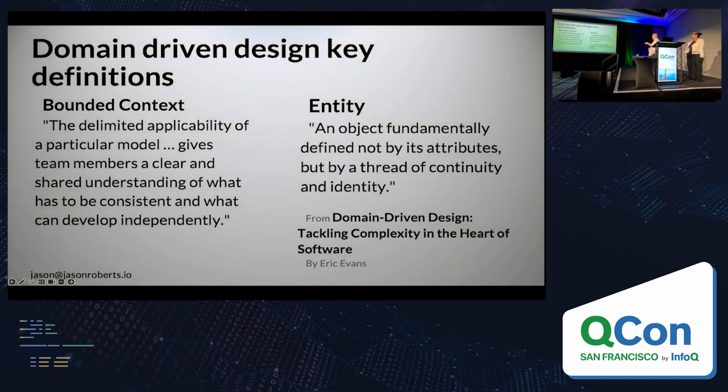And here, as you can see, it's the delimited applicability of a particular model or data, and it gives team members, here's another through point, teams, a clear and shared understanding of what has to be consistent and what can develop independently. And again, consistency is going to be very important. And developing independently is also very important because that speaks to our decoupling. And within bounded context, we represent entities. And an entity is an object fundamentally defined not by its attributes, but by a thread of continuity and identity. And again, I'm going to reiterate that continuity and identity are of utmost importance here.